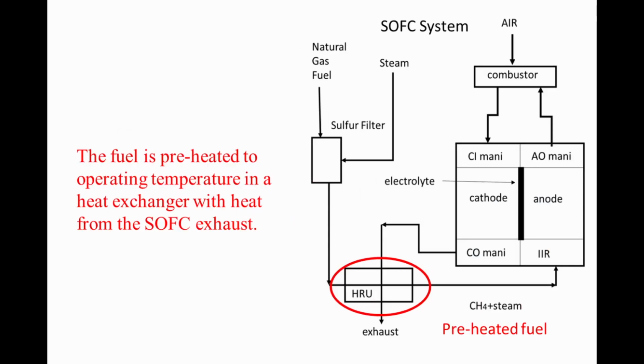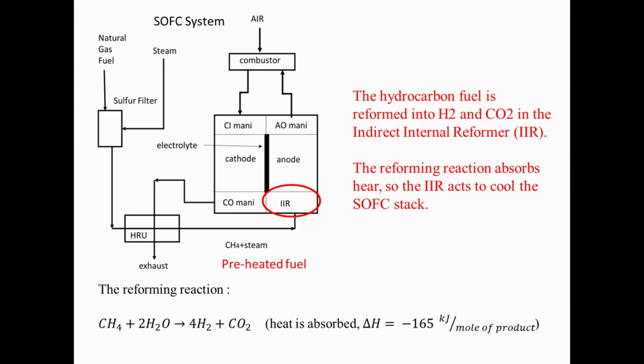In operation, the solid oxide fuel cell cycle starts with heating the fuel to operating temperature. The incoming fuel can be heated with a heat exchanger using the SOFC's own exhaust gases. If the SOFC has an internal reformer, the methane gas and steam are reformed into hydrogen and carbon dioxide. The reforming reaction is shown. The reforming reaction absorbs 165 kilojoules per mole of product. The reforming reaction is endothermic and can be used to cool the SOFC stack.